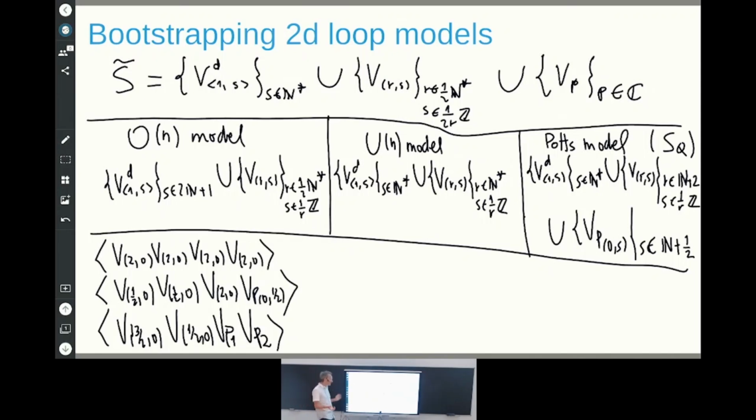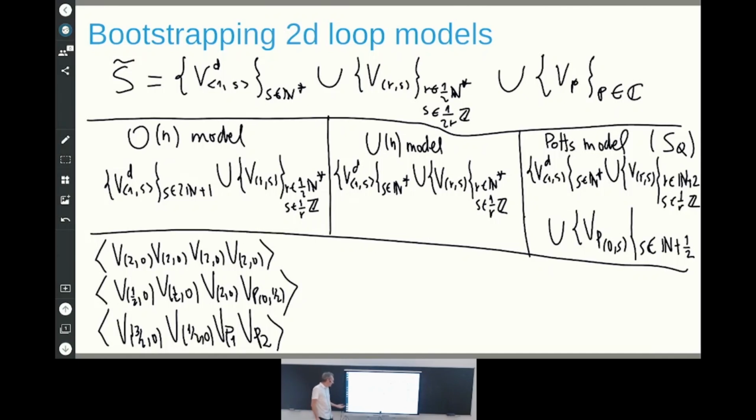On the other hand, you can even take some fields from some models, like this V1/0, which only belongs to the ON model, and then you can mix it with a field VP01/2, which only belongs to the Potts model, and you will also find solutions of crossing symmetry. Then you can't interpret it in any one model, but you can interpret it in, let's say, the general extension of these models, which includes all of them.